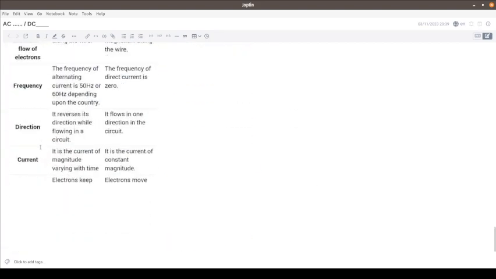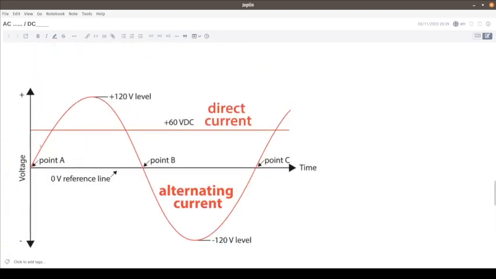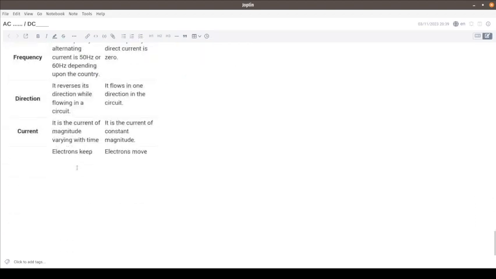Now let's see, the current magnitude varies with time, right? And in DC it is constant magnitude. Magnitude is what? It's called the amplitude, the height of the waveform, right? So amplitude is going to be changed as per the applied voltage, as per the force applied on the electric charges, right? But in DC there's only one voltage, only one force applied on the electric charges, it's not going to be changed with respect to time, right?